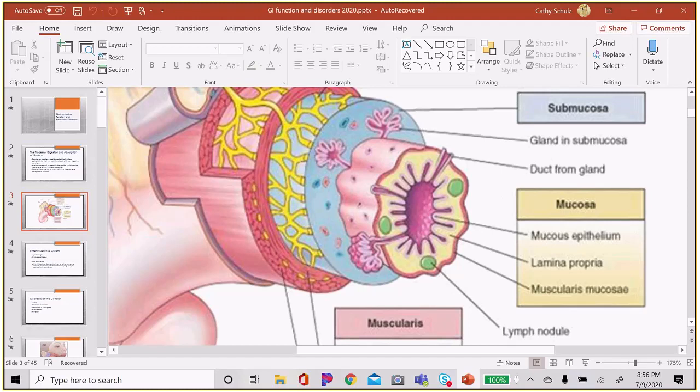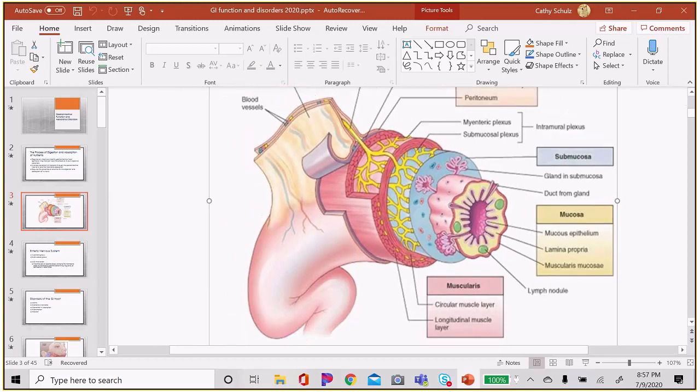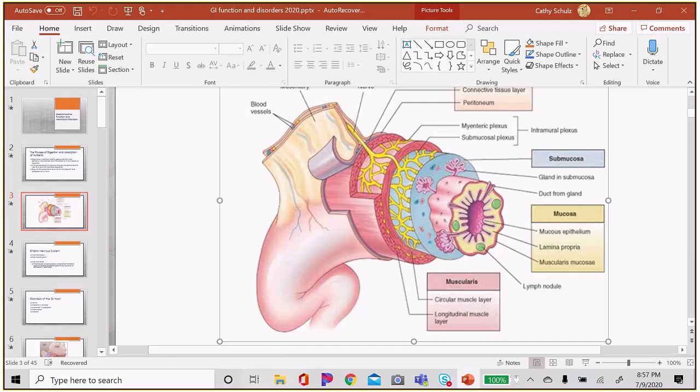You'll see in the submucosa that there are glands, and that's what helps increase the amount of mucus present or decrease the amount of mucus present. And control of those glands rests with the parasympathetic nervous system, because if we're digesting, we do need more mucus in order to flush things through. So that submucosa is really housing the glands and ducts to support the mucus layer inside. You'll see that the mucosa layer also has villi to increase surface area.